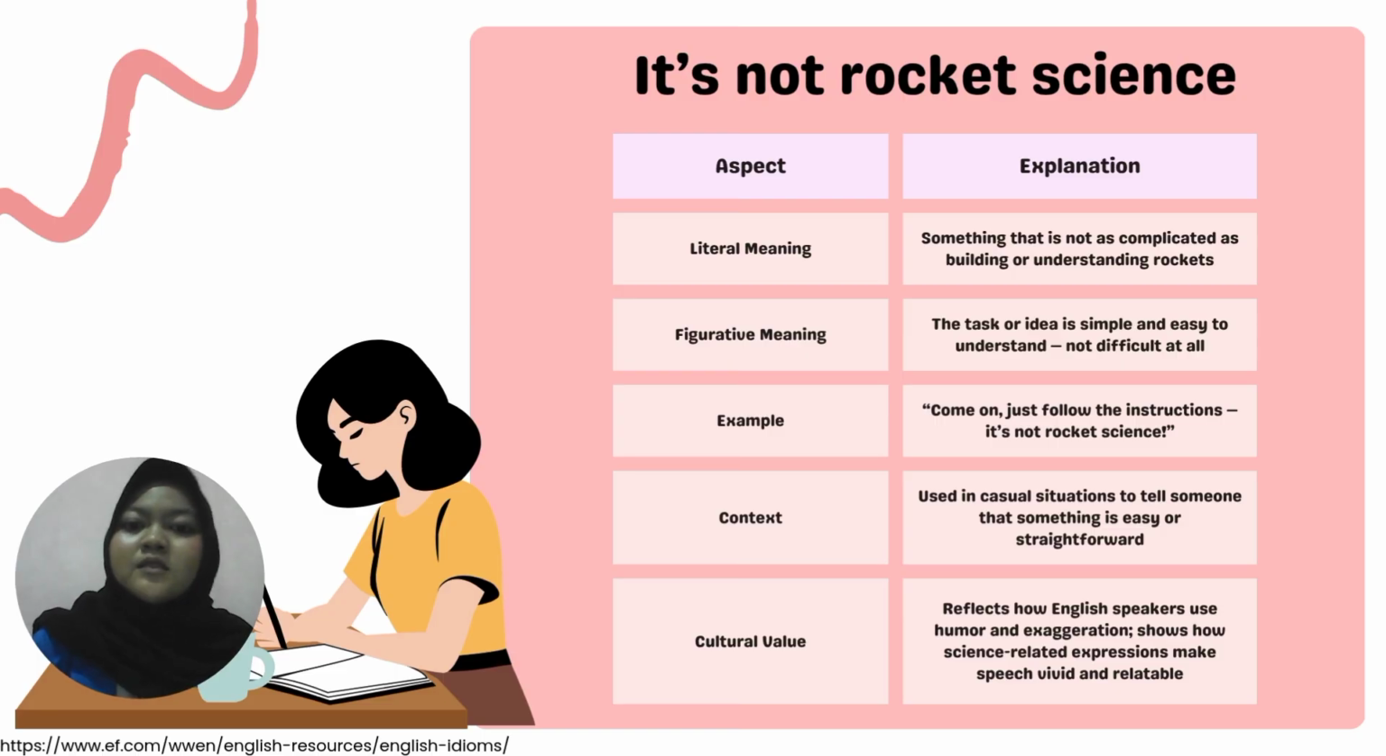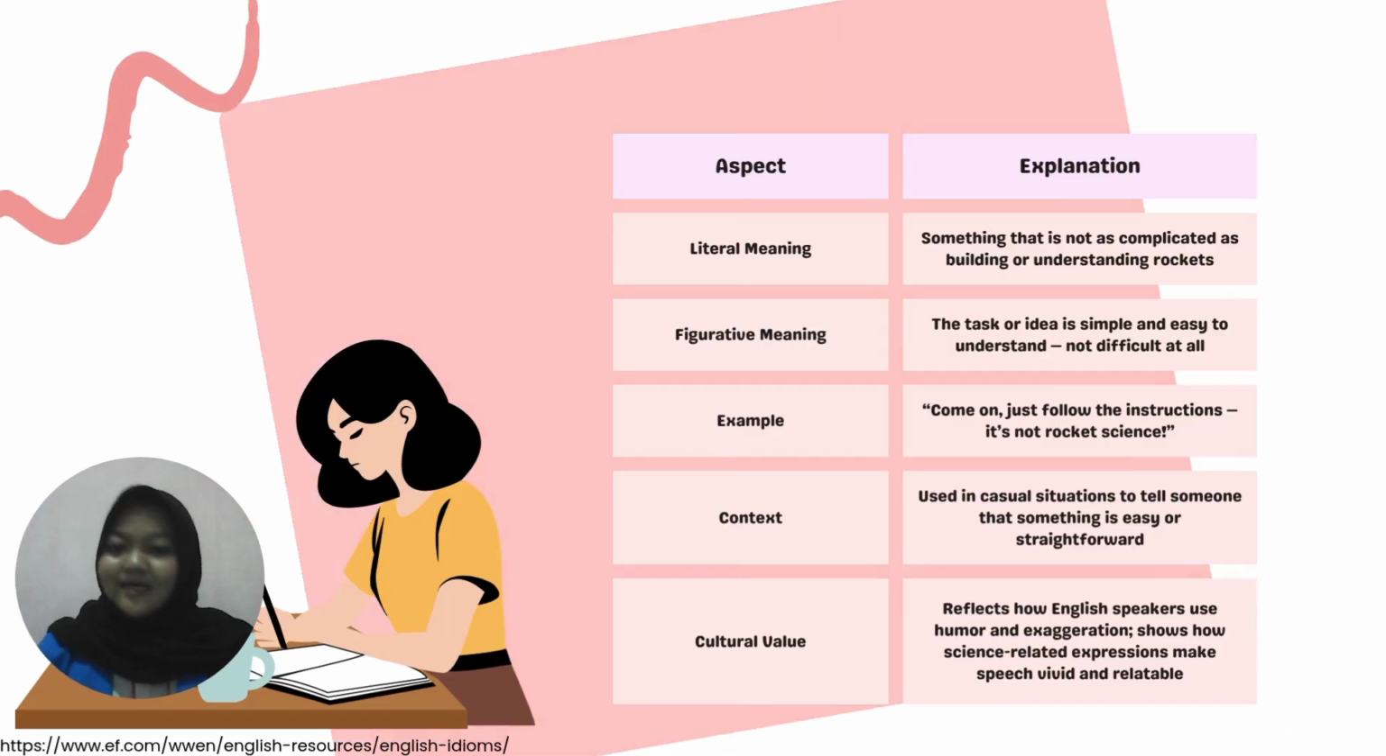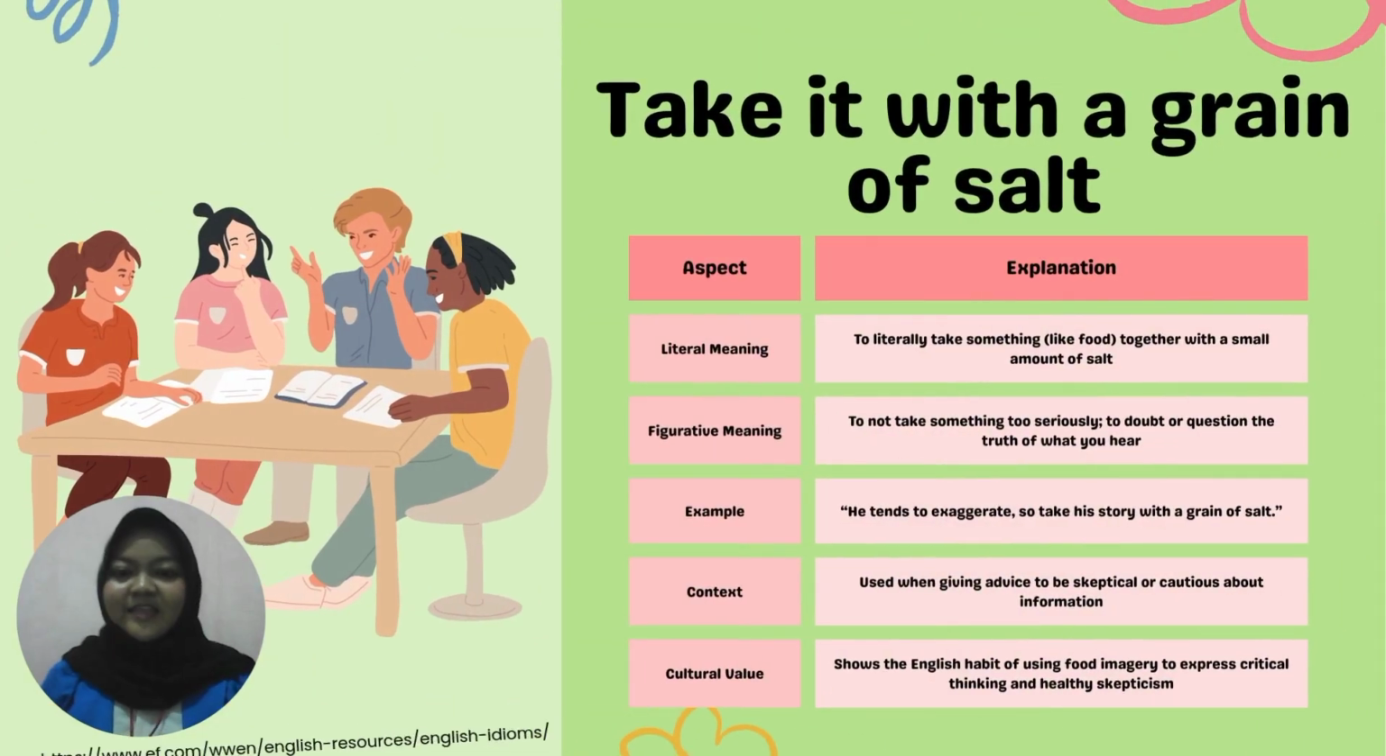We usually use this idiom in casual situations to tell someone that something is easy or straightforward. Culturally, this expression reflects how English speakers often use science related phrases to describe difficulty, making the idiom sound both smart and relatable. So, in short, when you want to say that something is easy, you say it's not rocket science.